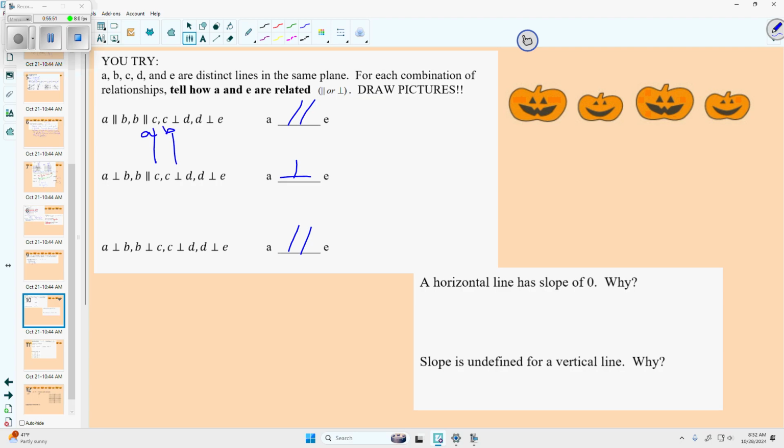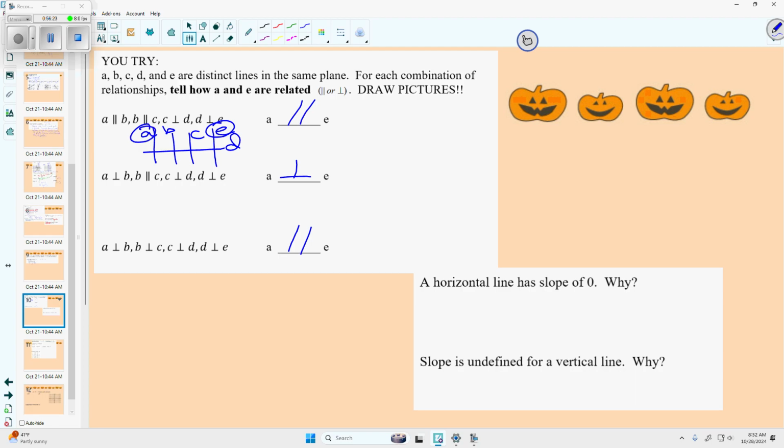B is parallel to C, so C has to be also vertical. C is perpendicular to D. It's got to be horizontal. D is perpendicular to E. So we got to make that go up and down. So then A and E are parallel. That was the one that I saw. If there was going to be a mistake, it was usually on that one because you were used to the example we had just done. And the one we had just done, D and E were parallel. But this time I had them perpendicular.